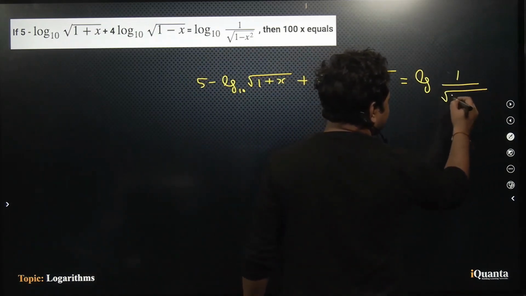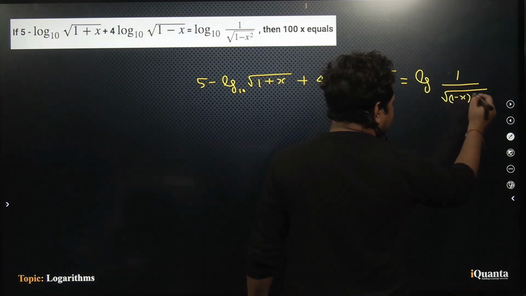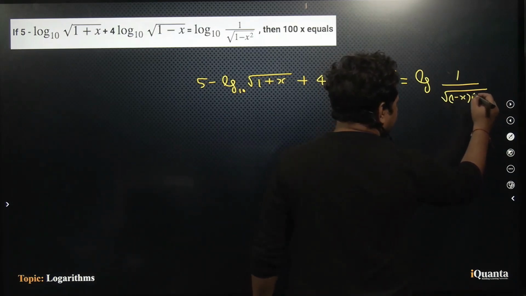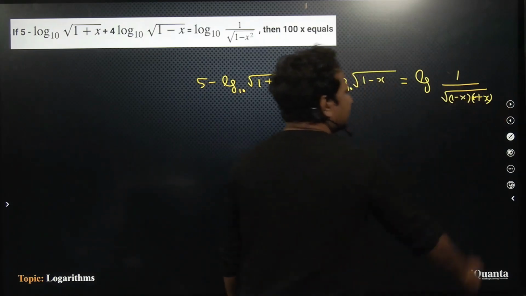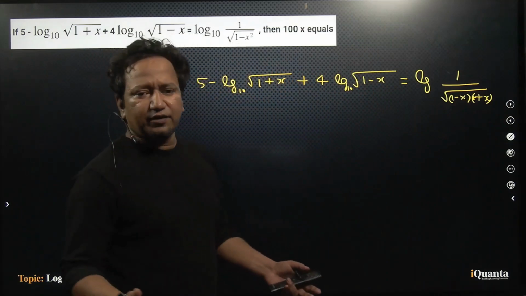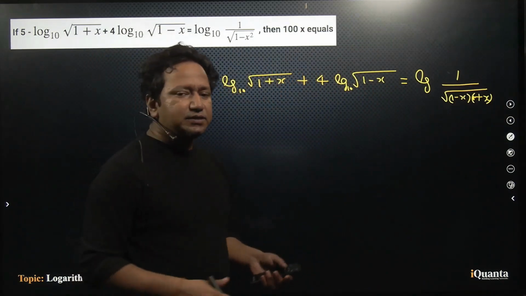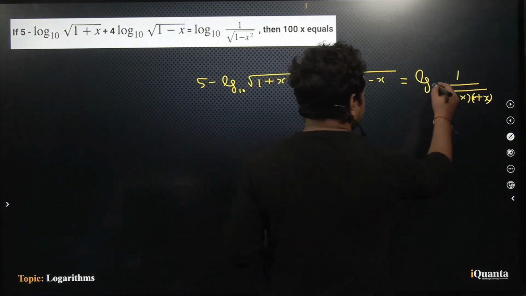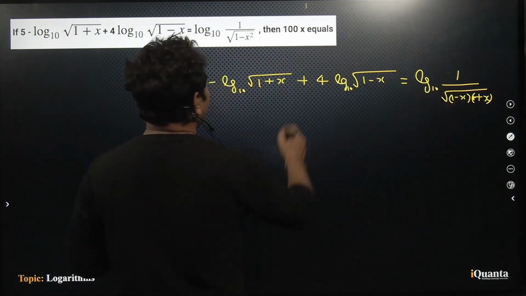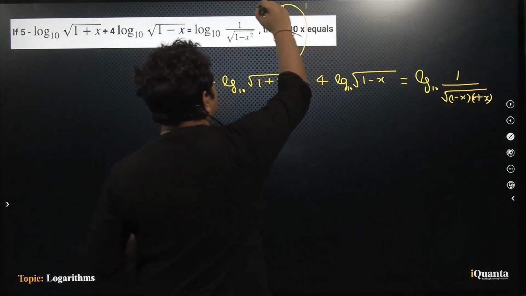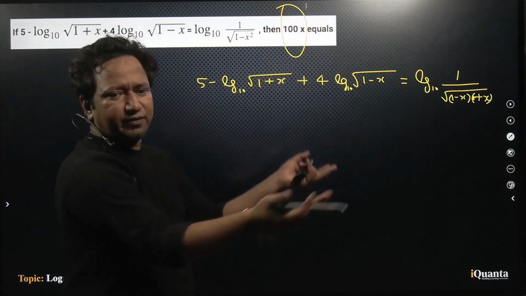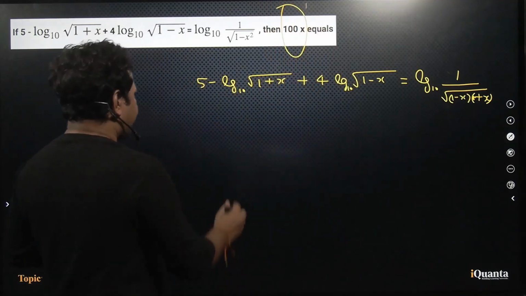I can just break it into the factors 1 − x and 1 + x. That is kind of easy. So 1 − x squared can be broken down as (1 − x)(1 + x) at base 10. We have to find out the value of 100x. So first we have to find out the value of x and then we can find the value of 100x. That is easy. All right. So let us do that.